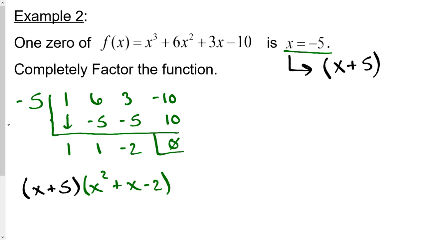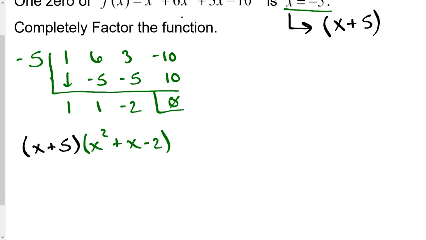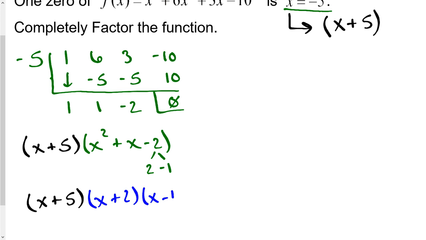Okay, so if I look at this one, is there a way that I could go and factor the green quadratic trinomial anymore? Well, are there any factors of negative 2 that add up to positive 1? Well, sure, 2 and negative 1. So I'm going to keep my factor of x plus 5 over here, but this is now going to be factored into x plus 2 times x minus 1, okay?